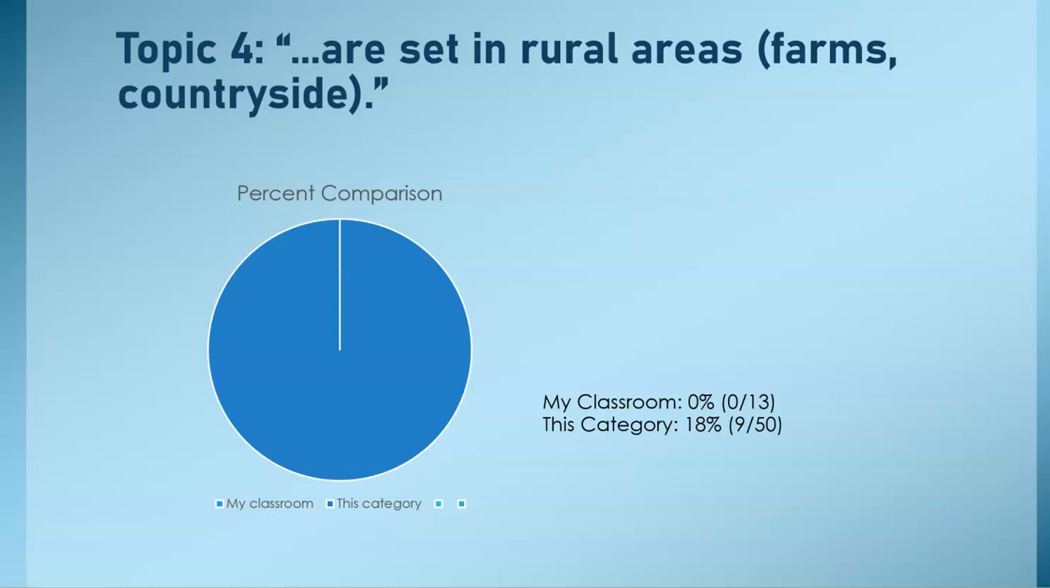On the setting part of the audit we did a few weeks ago, this topic of books that are set in rural areas was shown the second most out of the 3 different setting types. This is the reasoning I chose to evaluate this topic. None of my students live in rural areas, so there is no section on the pie graph for my classroom. 9 out of 50 books, so 18%, had a setting of a rural area.